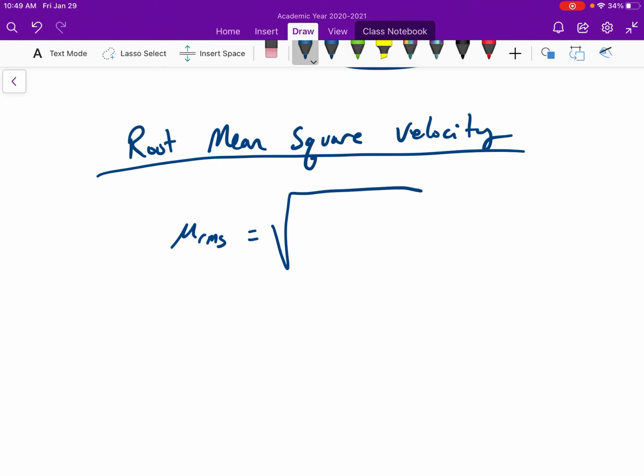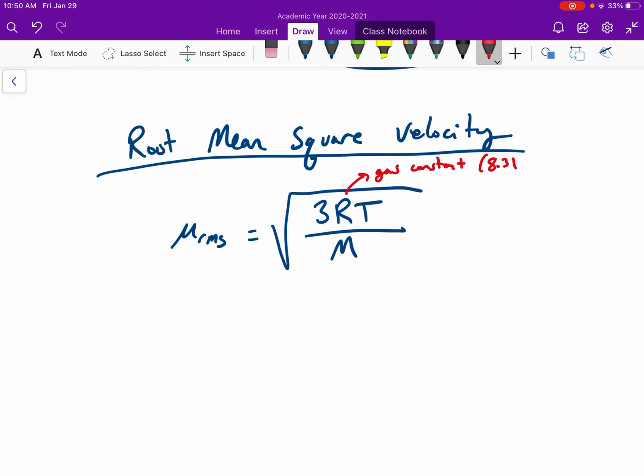Okay, and here's the formula. It is the square root of 3RT over M. And I'll explain what these are. Okay, R is the same gas constant we've been talking about. However, it must be the 8.31 version.